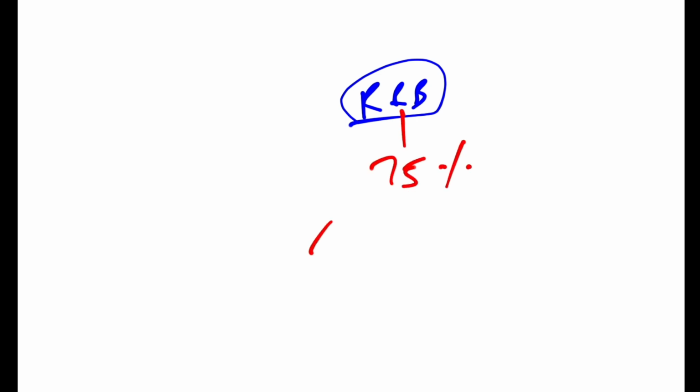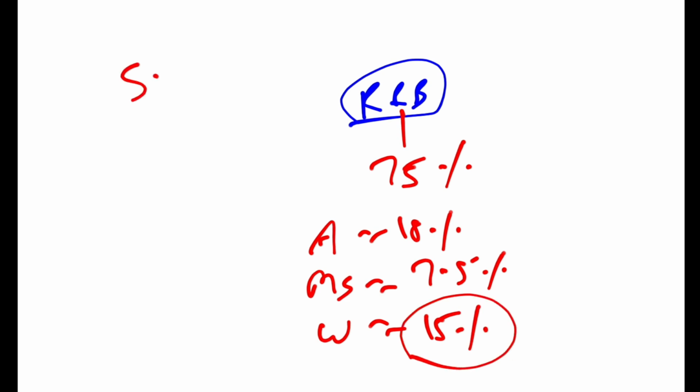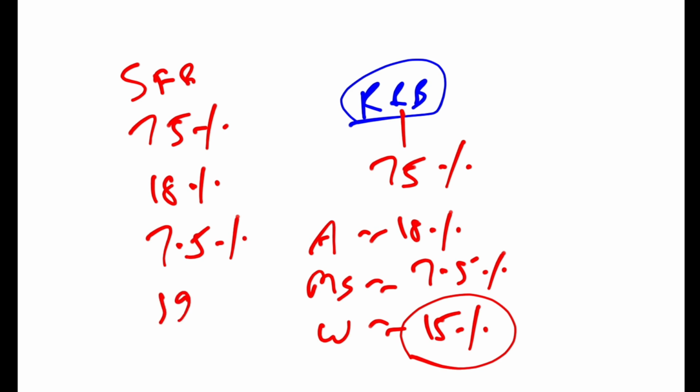Regional rural banks are also a type of scheduled commercial bank only, but here priority sector lending is much higher. It is 75%. For agriculture, it is 18%, same. For MSMEs, it is 7.5%, same. But for the weaker section, it is 15%. For scheduled commercial banks, it is 12%. Here it is 15%. And then for the small finance banks also, it is 75% priority sector lending. So 18% to agriculture, 7.5% to MSME, and 12% to the weaker section of the society.